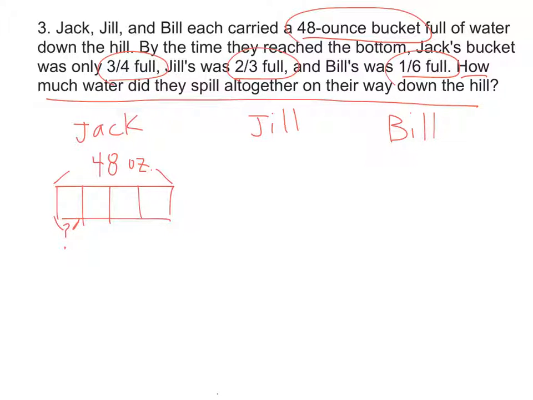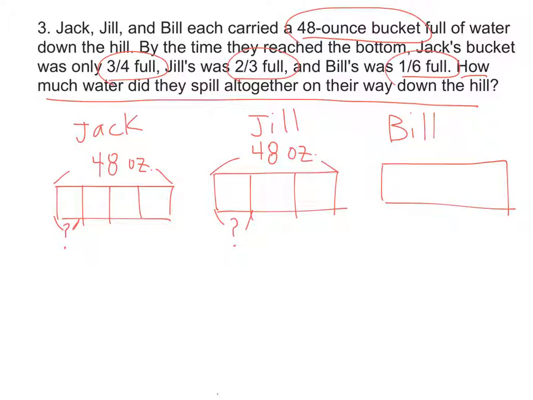Okay, very good. Now Jill also had a piece of tape for her bucket. And how much water was in hers altogether? 48 ounces. But hers was split into how many equal units? 3. And 2 of them were full, so how many of them were empty? 1. So how many units are we trying to find for Jill? 1.